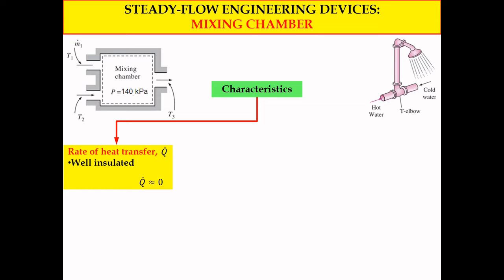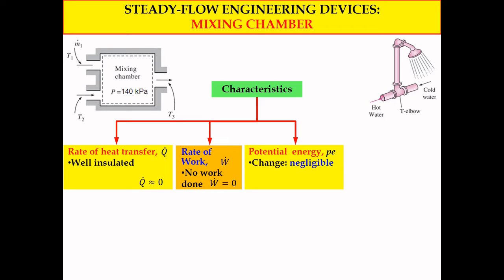In terms of characteristics, the rate of heat transfer Q dot, due to the well insulated condition of the mixing chamber, has no Q in, no Q out from the outside to the mixing chamber or from the inside to the surroundings. So the rate of heat transfer Q dot will be 0. In terms of rate of work W dot, no work is done because there is no mechanical movement, rotating shaft, fan movement, and so on. So for the mixing chamber, W dot will be equal to 0. The potential energy change can be neglected, so delta PE equals 0.